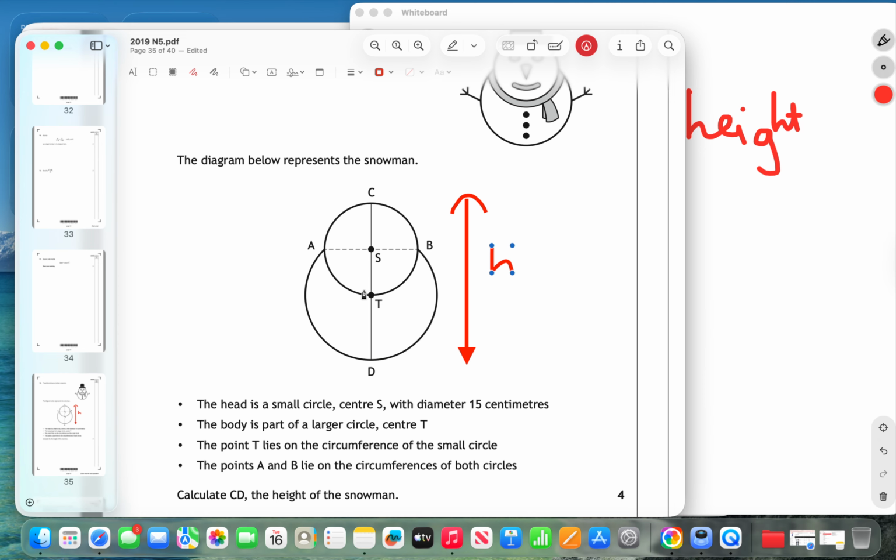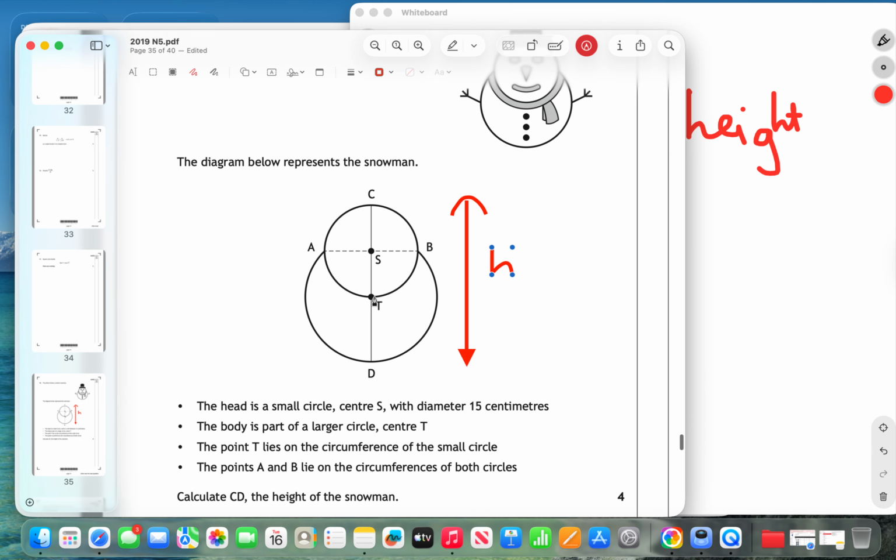Now the distance CT has to be 15 because this point C is on the circumference of the small circle, and so is T, and it goes through the centre S, and we're told that's the centre S, and we're told that T is on the circumference. The hints are all in the question. You just have to read the question and know what to do with the information. So what we then have to do is calculate the length of TD.